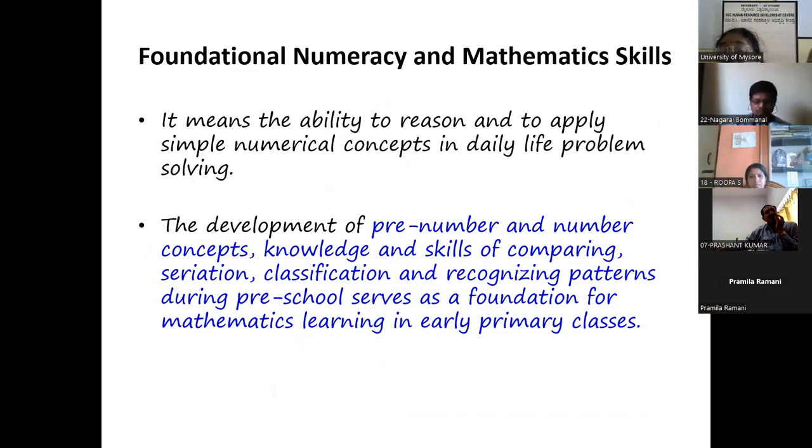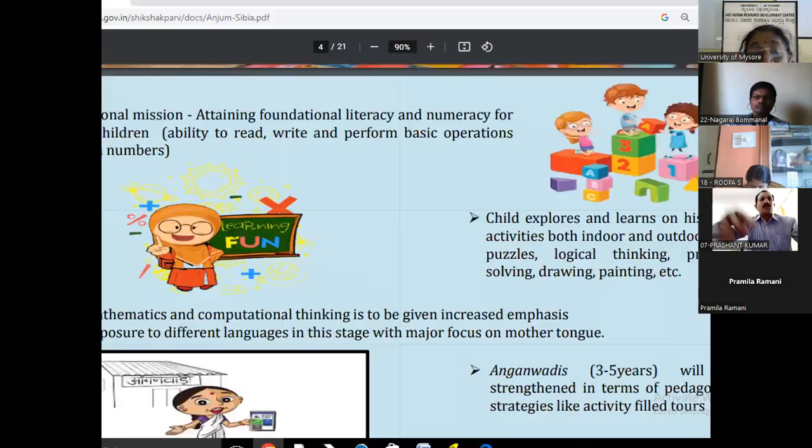So for pre-number, we'll have to give them 1, 2, 3, 4, 5, then 10, 9. We'll have to make the child well versed with the gradation or the serial order, classification, prime numbers to one side, or figures like geometrical figures like rectangle, square, etc. on one side, then solids on one side. So all these will have to be taken care of, and enough number of experiences should be given to the child.